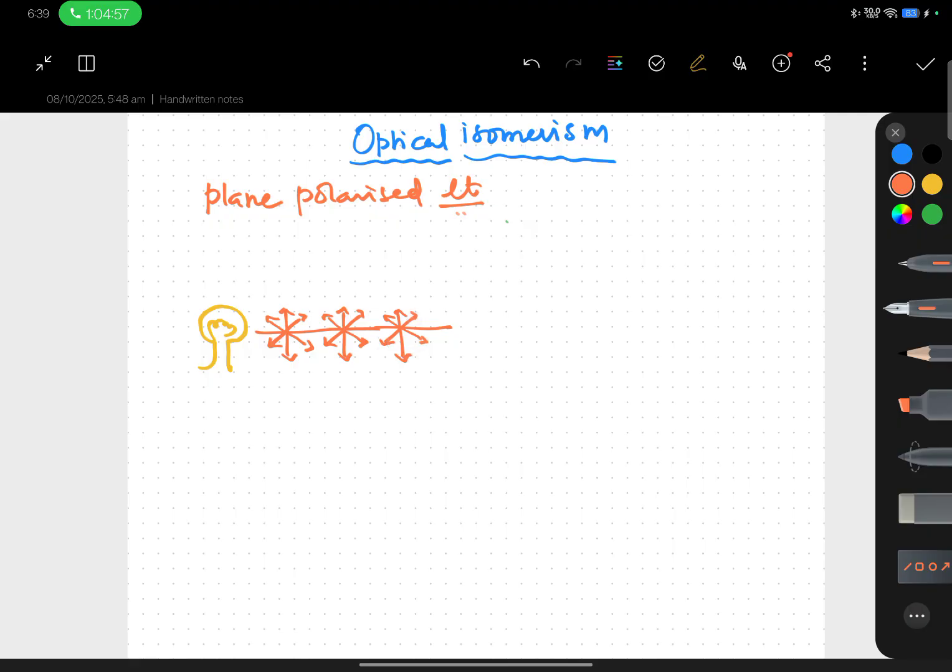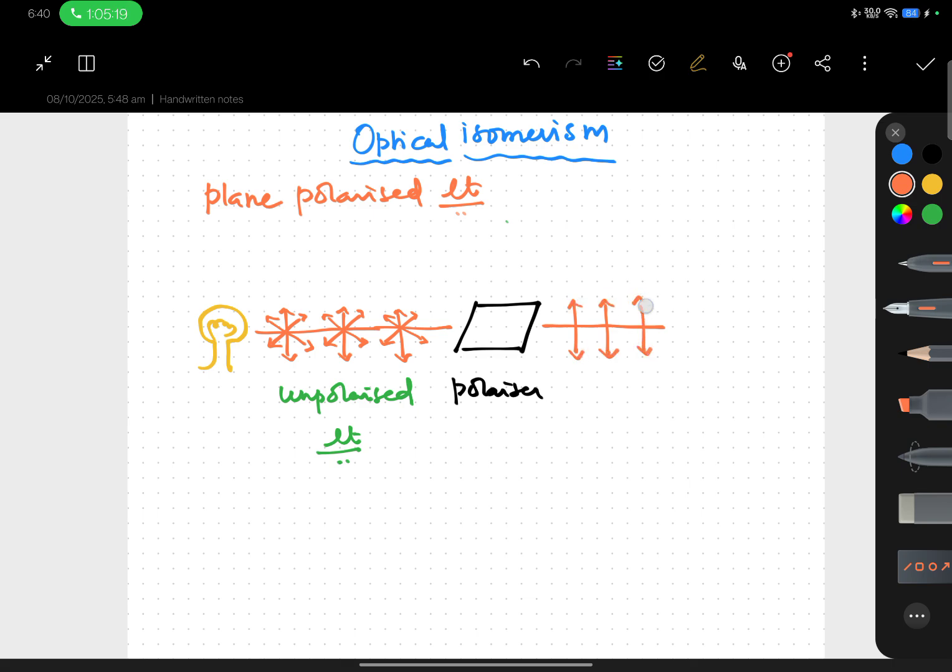What do you call this light? It is called unpolarized light. This unpolarized light is passed through a material called a polarizer, and the light which comes out of it will be vibrating in one direction. So unpolarized light vibrates in all directions, while the light which vibrates in one direction is called plane polarized light.